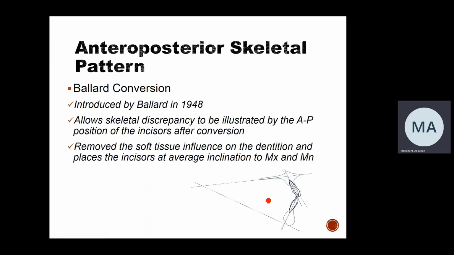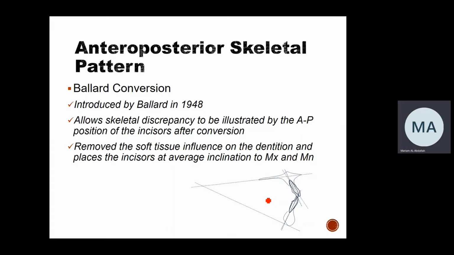The third measurement is Bolton conversion that was introduced by Ballard in 1948. And it allows us to study the skeletal discrepancy in the anterior posterior dimension by looking at the position of the incisors after conversion. What do we mean by conversion?